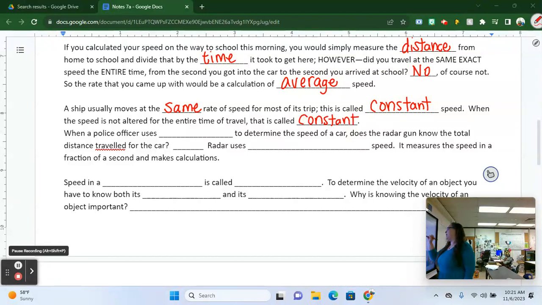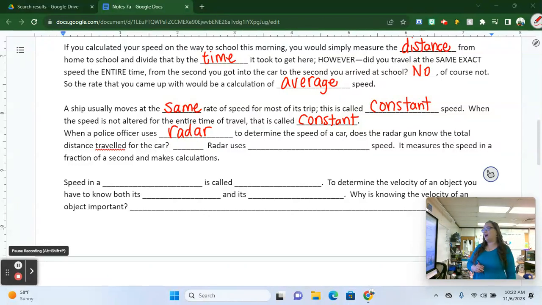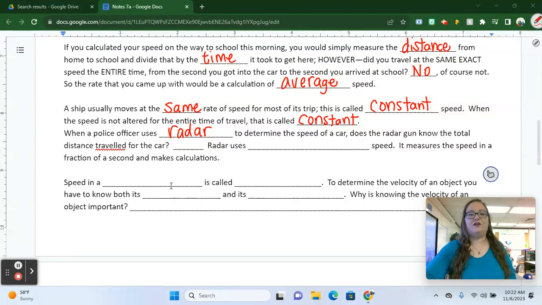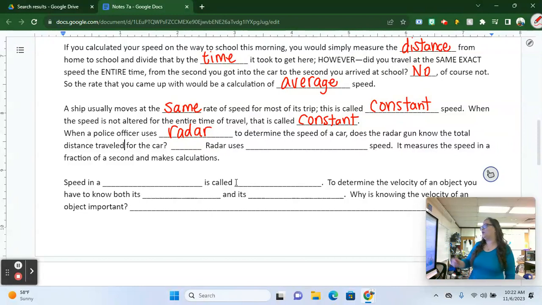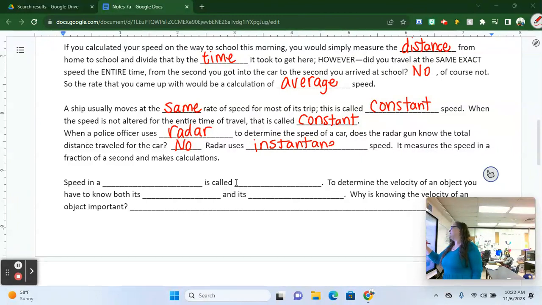When a police officer uses a radar gun, a radio frequency detection and ranging, does the radar know how far the car traveled? Like, does the radar know that you'd been on the car for this long? Of course not. So when that happens, it's instantaneous speed. So it is taking the speed in that exact second. How fast is that vehicle going in that exact second that the gun hit it and sent them the messages back? It measures the speed in nanoseconds, like a very, very short period of time. All right, again, pause it if you need to.